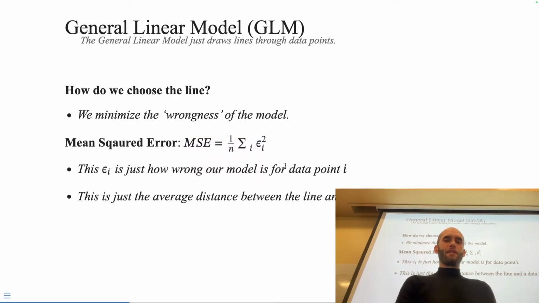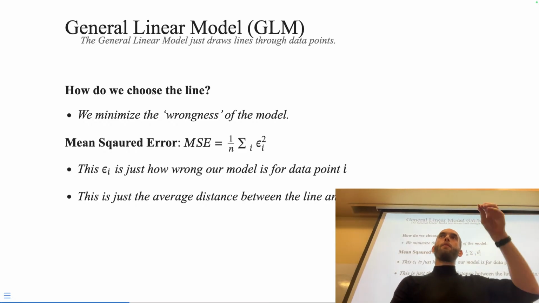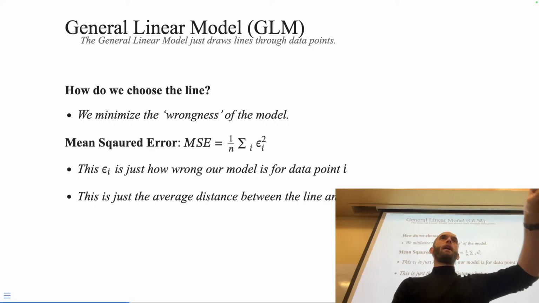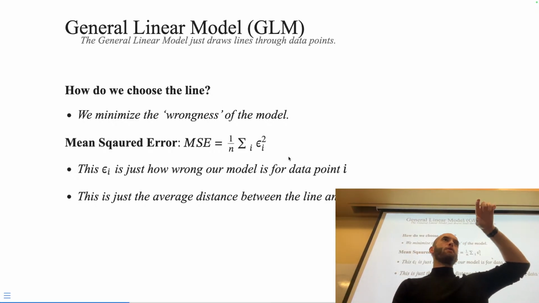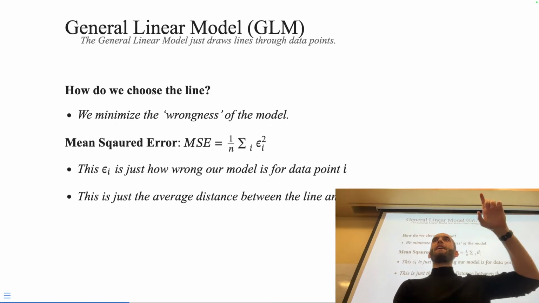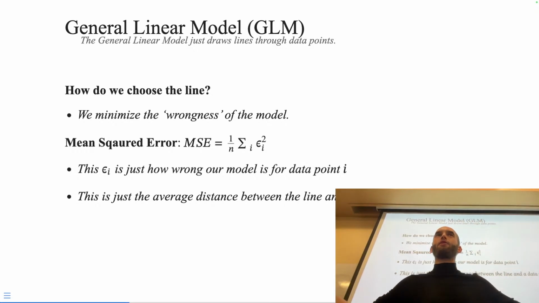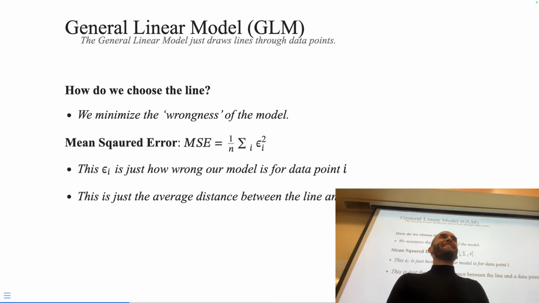It looks terrible. Essentially, this is just the average distance squared between our data point and the line. So we're drawing a line, we're drawing a distance between the line and the data point. We're taking that distance and we're squaring it, and then we're taking the average of those things. So very similar to a variance. Squared, average squares is how we measure variance too. Okay.